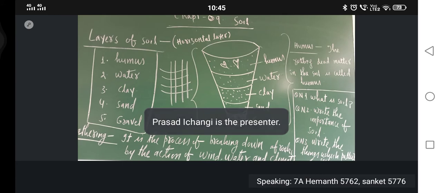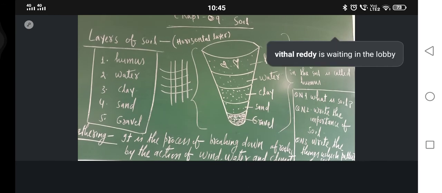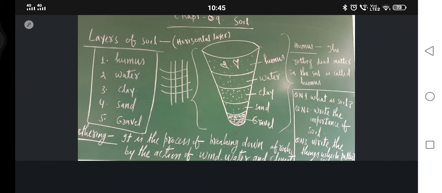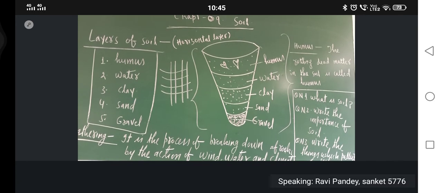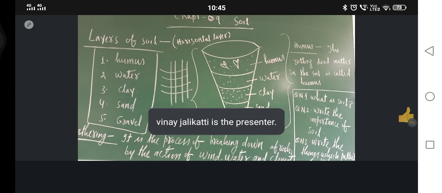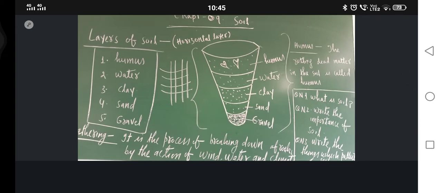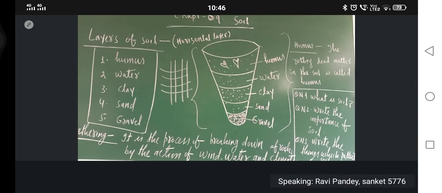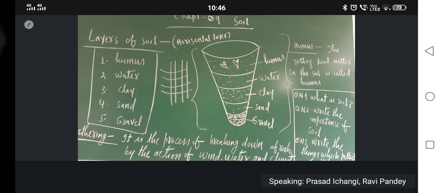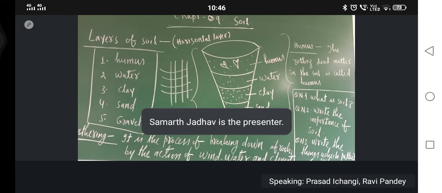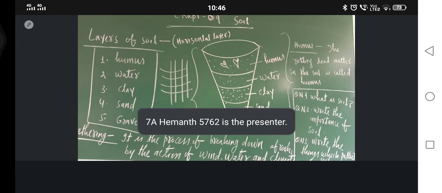Okay. So now, in this way, how many things have I completed? I have completed the layers of soil. What is humus? The rotting dead matter in the soil is called humus. Afterwards, I taught you weathering. Weathering is the process of breaking down of rocks by the action of wind, water, and climate, and by weathering only, different types of soil are formed.